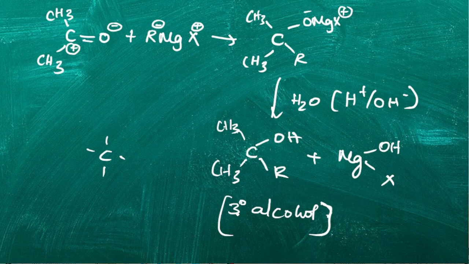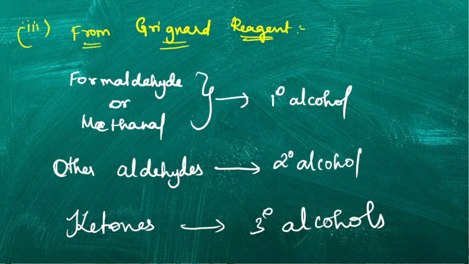Okay, if you can understand, then you can understand it very easily, right? So that is why we are getting the tertiary alcohol. So this is how you have to react it when it comes to Grignard reagent. When it comes to Grignard reagent, formaldehyde gives the primary alcohol, other aldehydes give secondary alcohol, ketones give tertiary alcohols. If you remember this, then while doing the problems or while solving the equations, it will be easy for you.